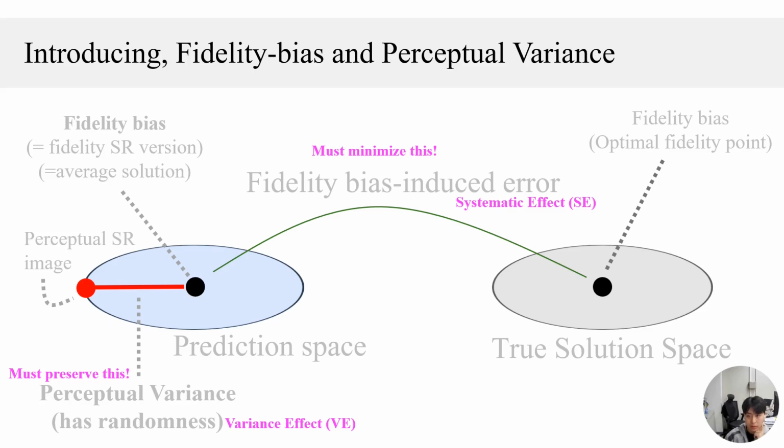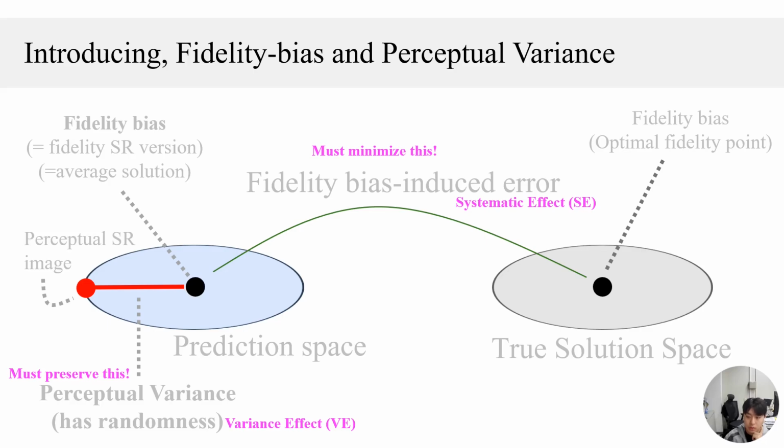Looking at the left side of the diagram, we see that perceptual super-resolution images contain a range of plausible high-resolution outputs. This variance represents natural texture differences that should not be eliminated and has some inherent randomness. If we over-optimize for fidelity and remove this perceptual variance, our model will collapse into a single average prediction, leading to blurry results, the very problem we wanted to avoid.